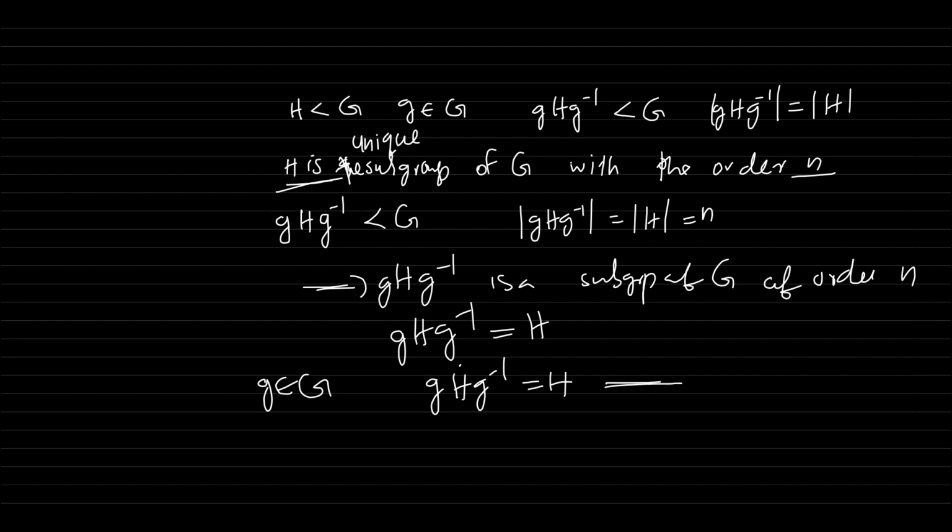And hence this implies that H is a normal subgroup of G. Okay, so if H is the unique subgroup of G with the order n, then H will be a normal subgroup of that group.